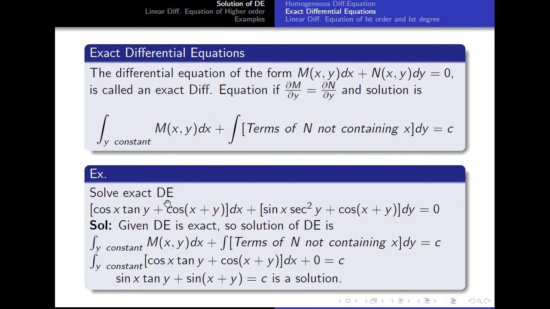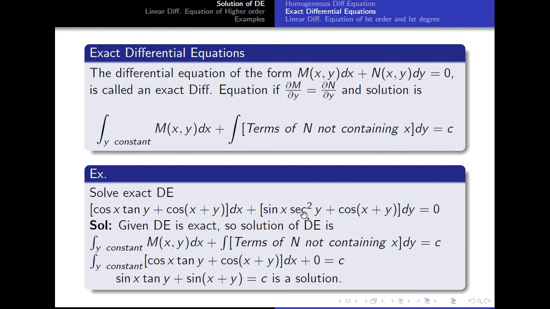Solve the exact differential equation. Here the word 'exact' is very important. There is no need to check the condition, since it is directly given that it is exact. Therefore, the solution is the integration of M dx, keeping y as constant, plus the integration of terms of N not containing x, dy, equal to constant c. Here the total term is our M.